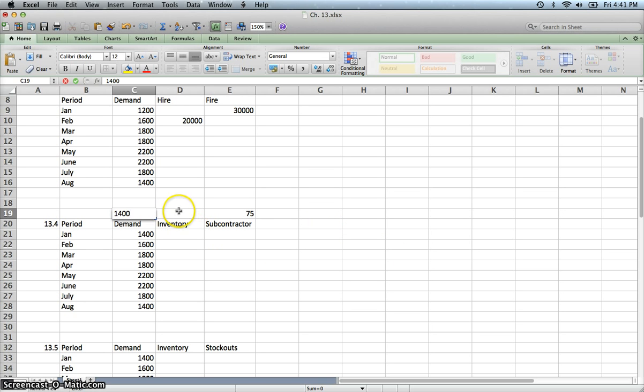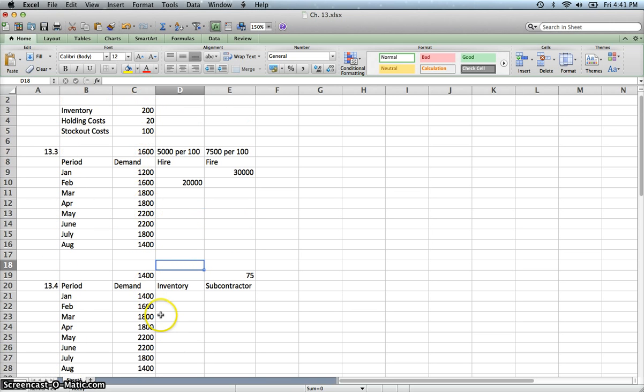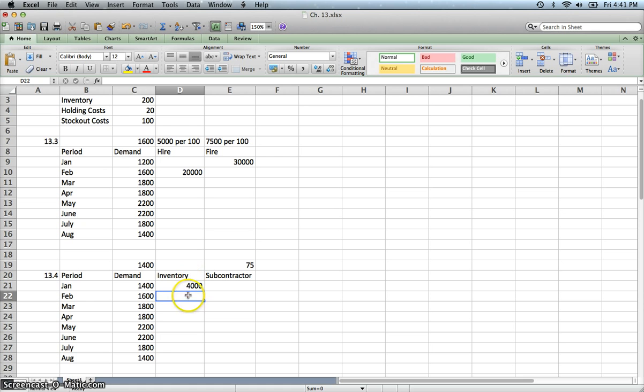And so we have some issues here, in that, remember, we have the beginning inventory of 200. Well, if we're producing 1,400 and the demand in January is 1,400, the only cost we're going to have in January is that we're going to hold on to that inventory. And so 200 times the $20 per unit per month. So we're going to pay $4,000 in holding cost.